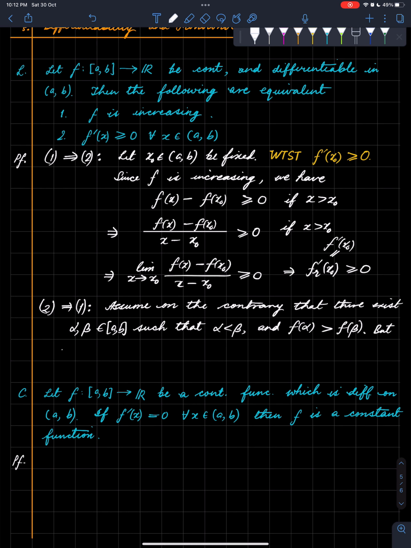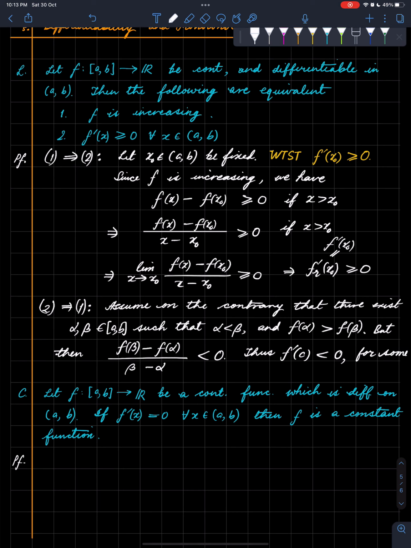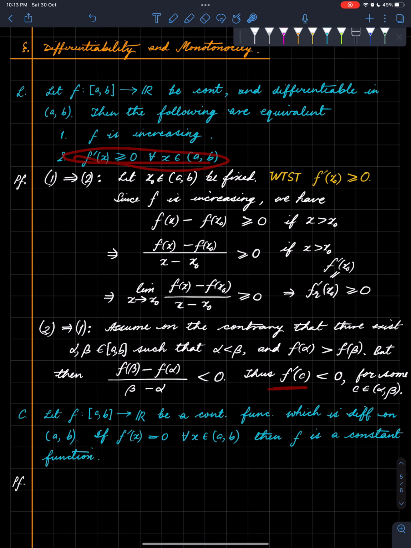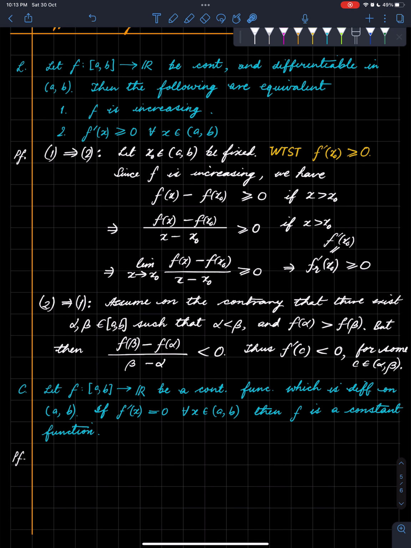But then if we take this ratio, this is less than 0. But now by Lagrange's mean value theorem, this is equal to the derivative at some point C lying strictly between alpha and beta. Immediately from Lagrange, because this is equal to that for some C. Okay, but since C is strictly between alpha and beta, it is also strictly between A and B. And that means the derivative at some point strictly between A and B is negative, which contradicts 2, and therefore we are done. I won't be writing the full thing, but I hope you follow.